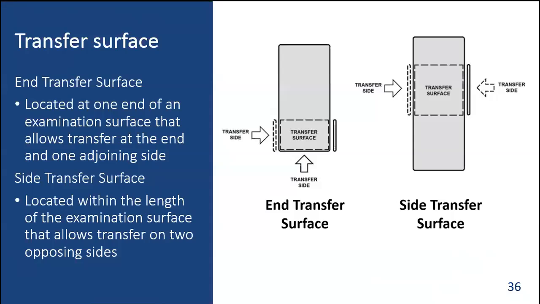A side transfer surface is defined as a transfer surface located within the length of the examination surface that allows patient transfer on two opposing sides of the examination surface. The diagram labeled side transfer surface shows arrows indicating the transfer direction on both the left and right side of the examination table. Depending on the type of equipment and how it is best used, one transfer type may be preferred over the other.